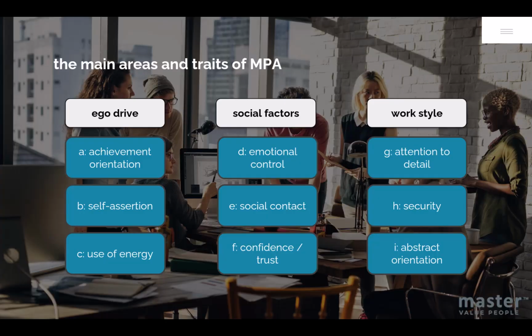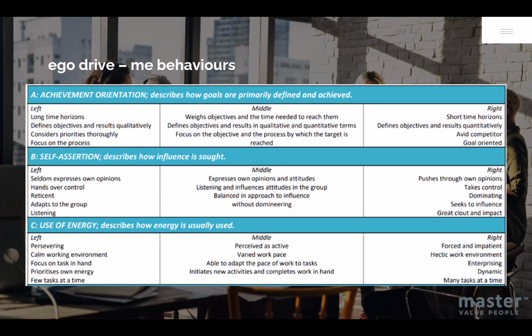Here are our traits, which are divided into 3 groups: ego drive or me behaviors, social factors or we behaviors, and finally, work style or job behaviors. Let's go through each scale in more detail. Achievement orientation is the first of our ego drive behaviors, or me behaviors. It describes how goals are primarily defined and achieved.